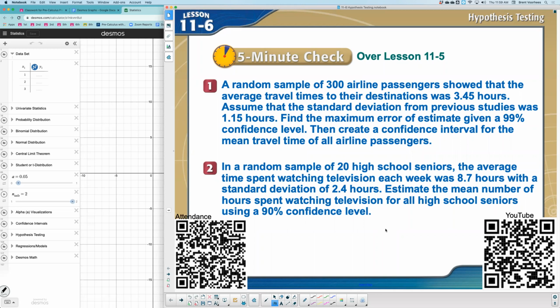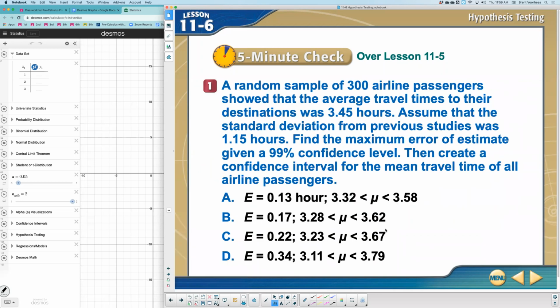Number one, a random sample of 300 airline passengers shows that the average travel time to their destination was 3.45 hours. Assume that the standard deviation for the previous studies was 1.15 hours. Find the maximum error of estimate given a 99% confidence level. Then create confidence intervals for the mean travel time of all airline passengers.